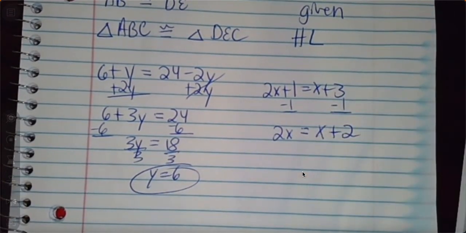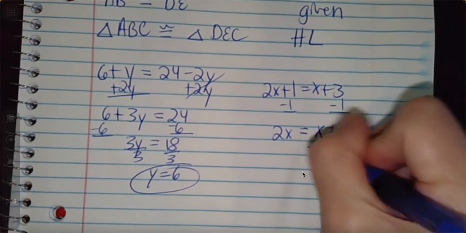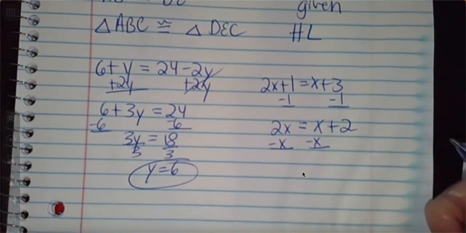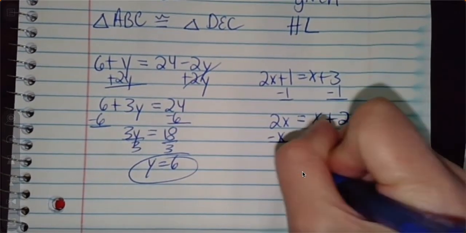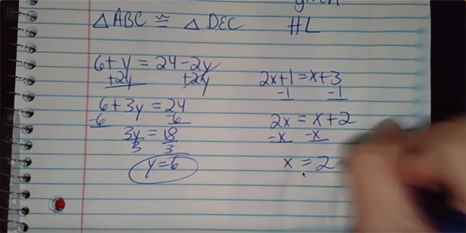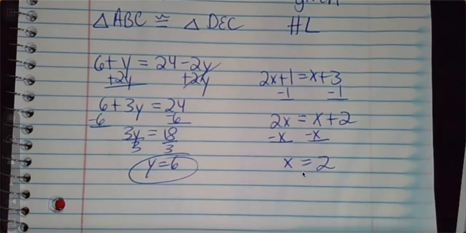What do you need to do with that x? Move it to the other side, right? So I would subtract x, and if I subtract 2x minus 1x, I'm left with 1x equals 2. Is that how you got 2? It is.